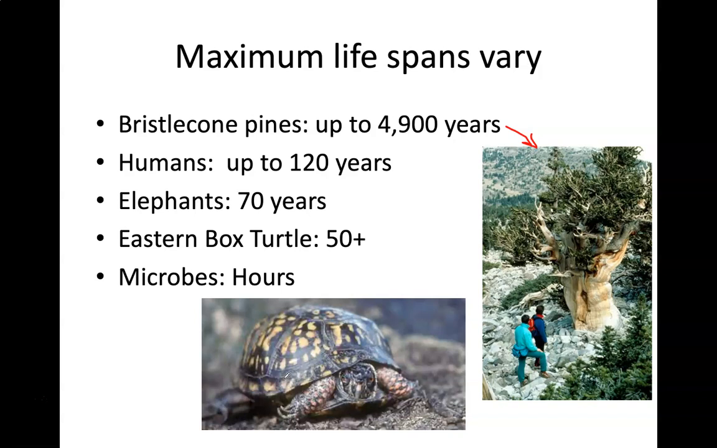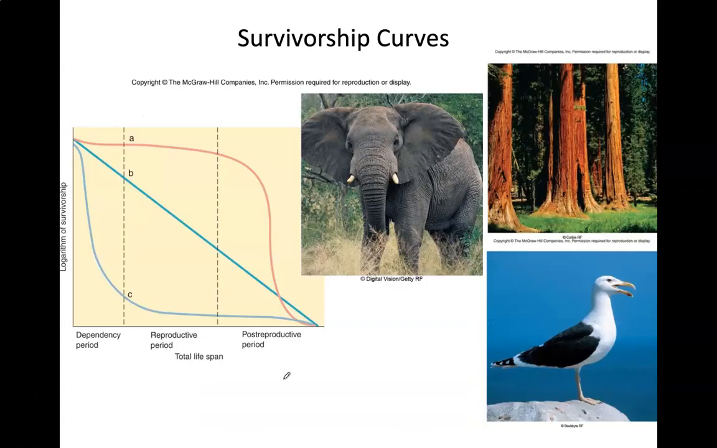So how else might we be able to put organisms into some categories to help us sort them out? Well, something else we can look at is survivorship curves.